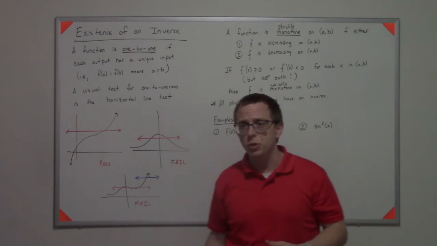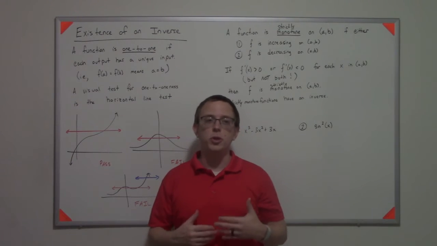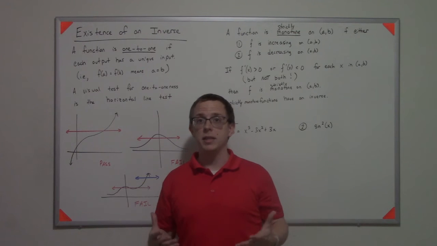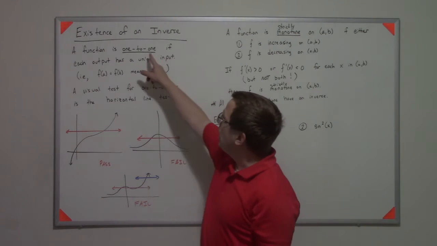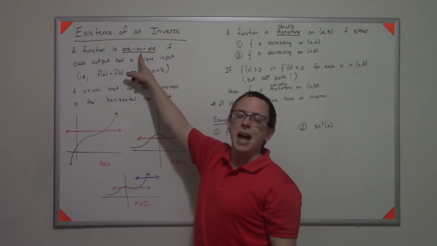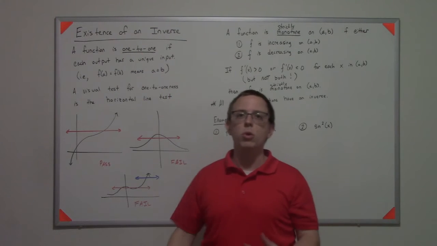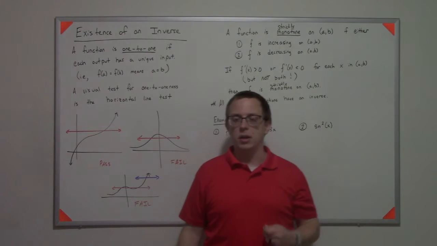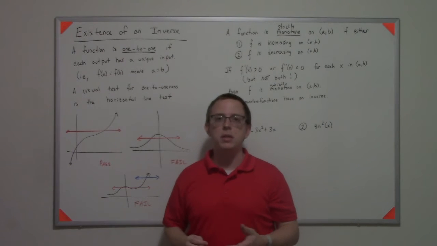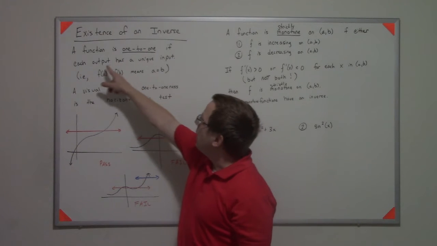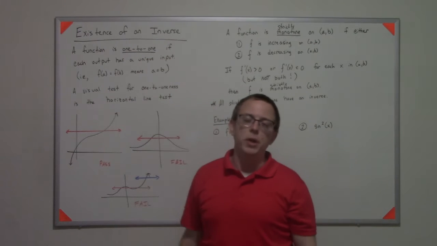Now that we've introduced inverse functions, it's helpful to understand how we can determine if they exist. Well, one of the big things is that the function has to be one-to-one. One-to-oneness is kind of a rigorous definition, but what it really means is that each output has a unique input.